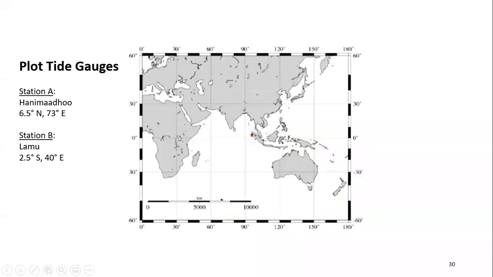Plotting your tide gauges. Finally, plot the location of the 2 tide gauges that monitored the tsunami during the event. Your lab provides specific locations for the buoys. Station A, the Hanamaru buoy, is located at 6.5 degrees north, 73 degrees east. And Station B, the Lamu buoy, is located at 2.5 degrees south, 40 degrees east. Try to be as precise as possible in plotting the locations of your tide gauges. You will utilize your tsunami distance calculations to estimate the tide gauge arrival times of the tsunami.